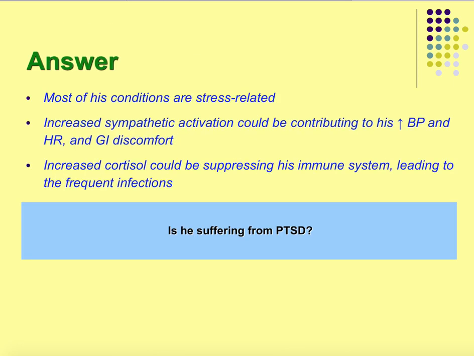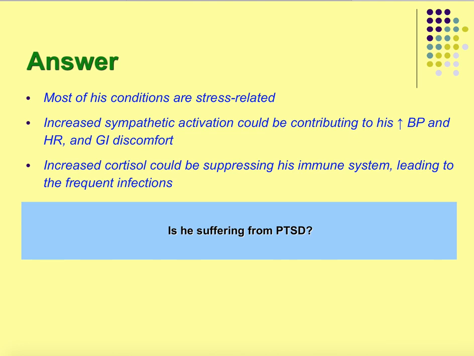Well, it sounds like most of his conditions are stress-related. We know stress increases cortisol, which suppresses the immune system, and that might be why he's constantly getting sick. Our body's response to stress also means we're going to turn on the sympathetic nervous system, which is probably why he has high heart rate, high blood pressure, and GI issues.